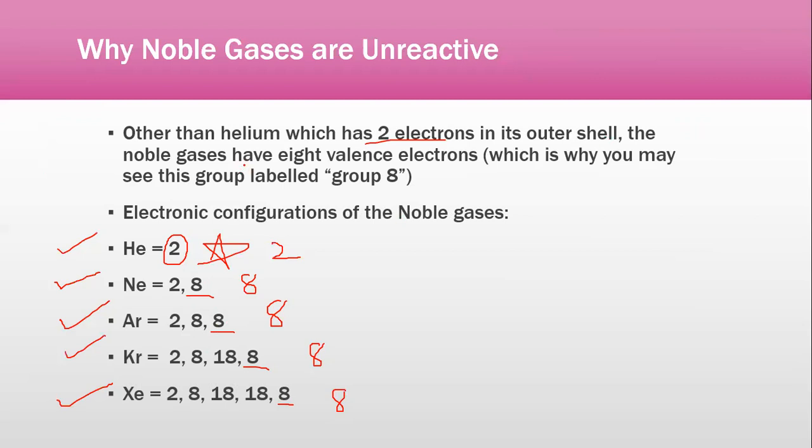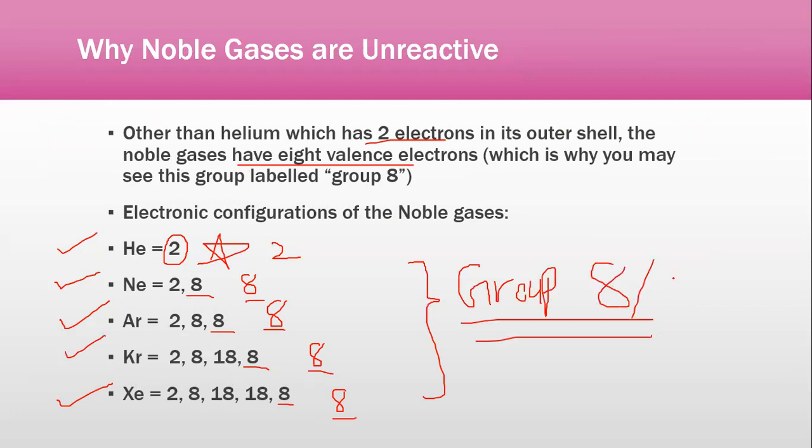The noble gases have 8 valence electrons. इनके 8 valence electrons होते हैं. That is why we call them group 8 elements. इसलिए जिनका group number है, that is also 8. They are all known as group 8 elements or also known as group 0 elements क्योंकि इनके जो outermost shell में electrons होते हैं, they are in total of 8. That is why you may see this group labeled as group number 8.